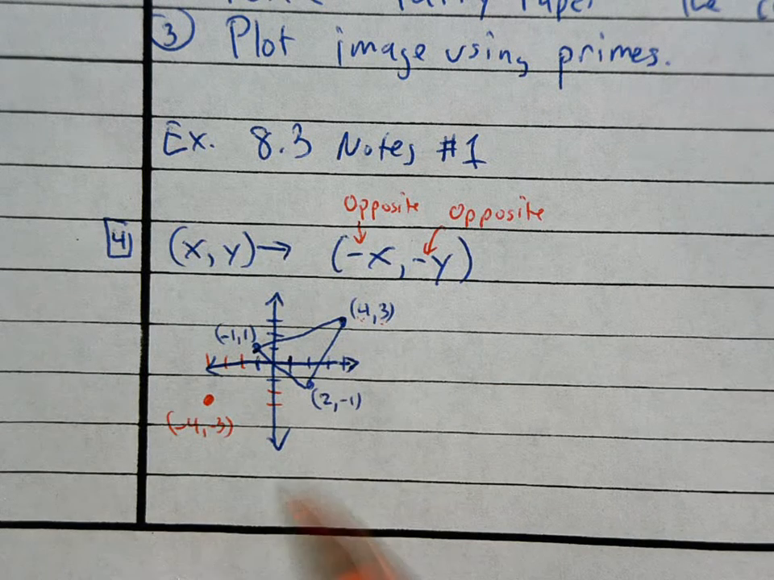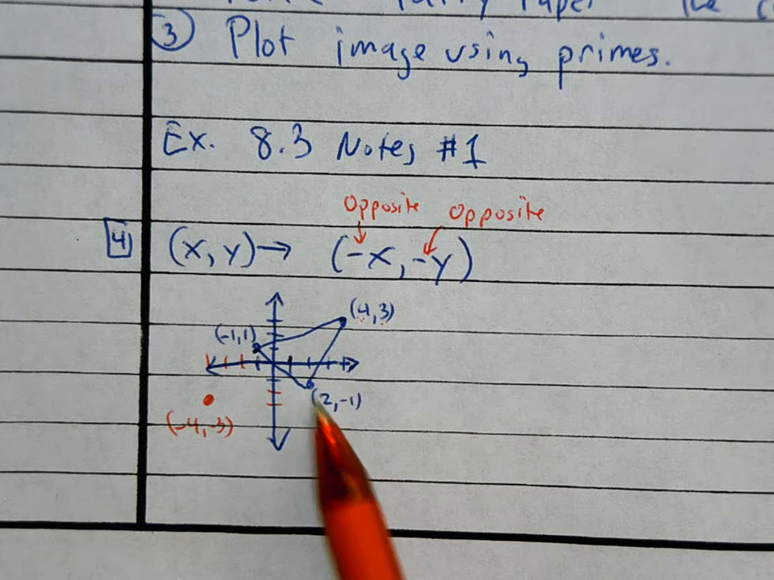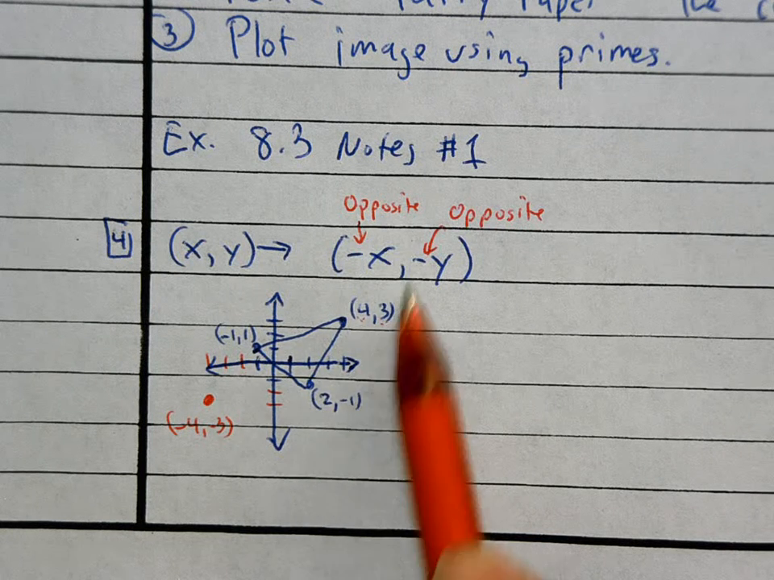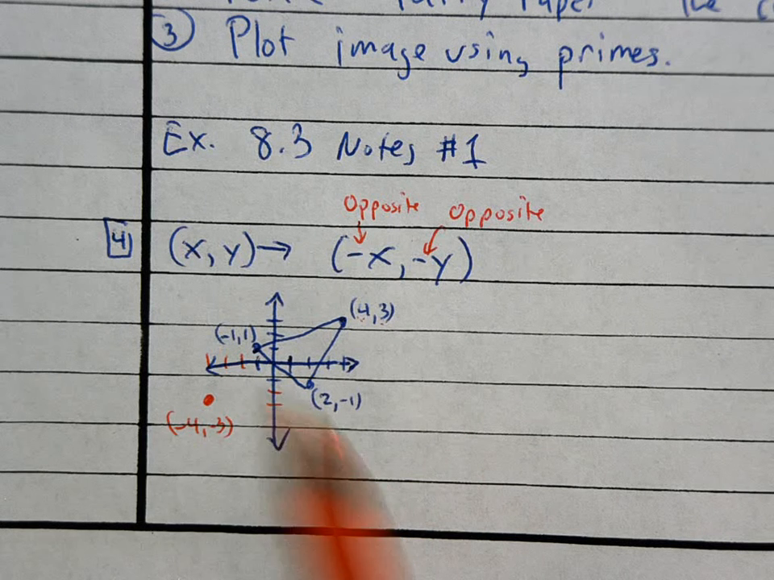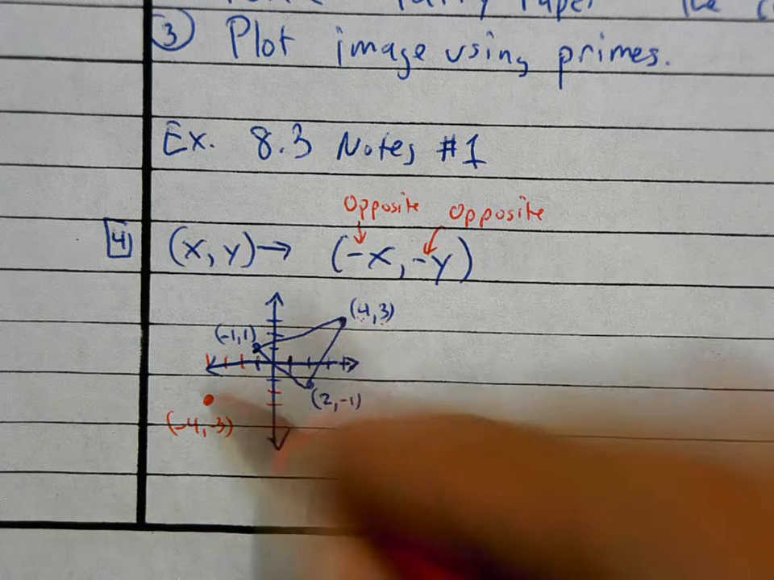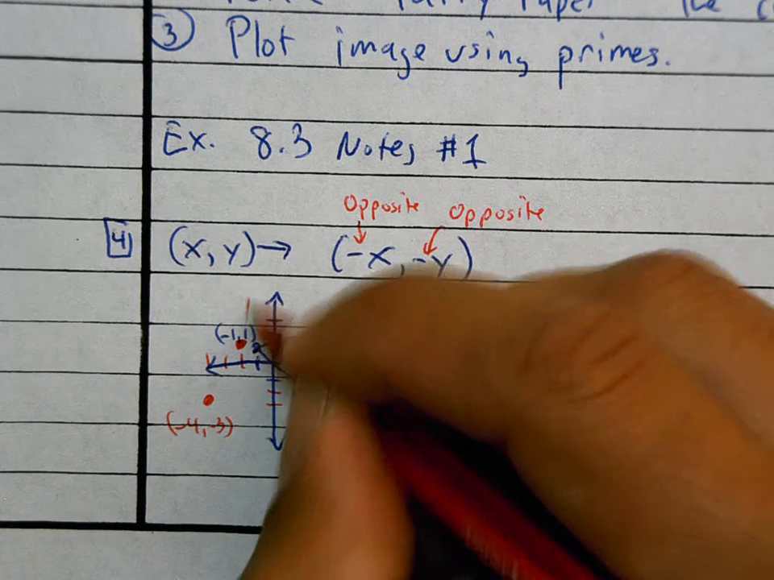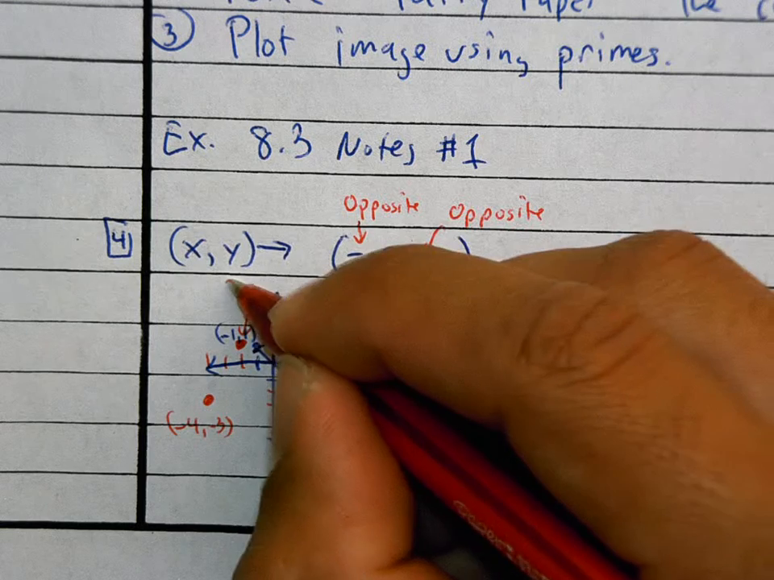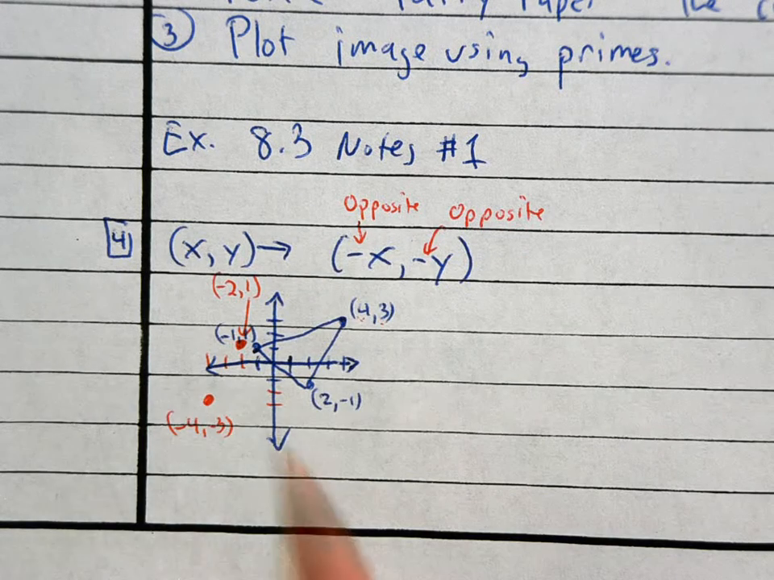Now, I have to do that for every x, y. I have to take this (2, -1), and I have to make this x the opposite. What's the opposite of positive 2? -2. And then I have to do the opposite of -1. What's the opposite of -1? So I'm going (-2, +1), which is over here. And I'm going to put a little arrow because I ran out of room there. (-2, +1).